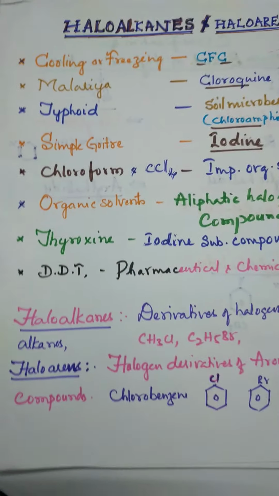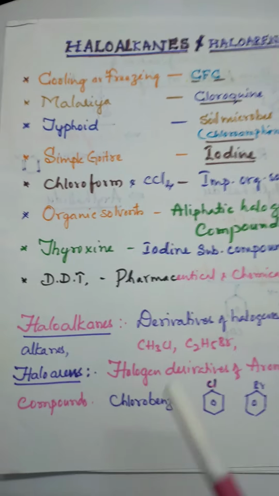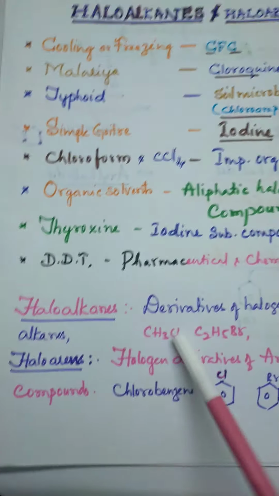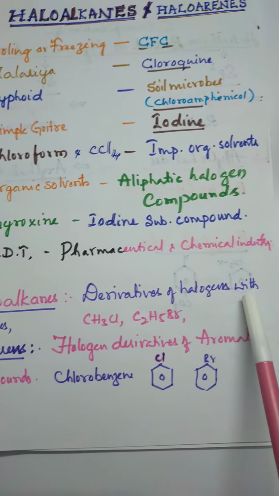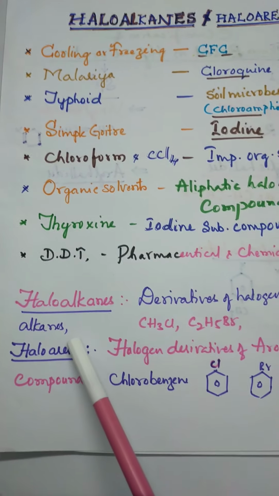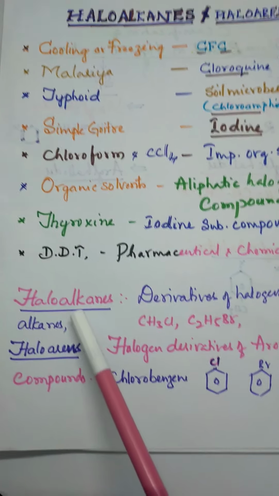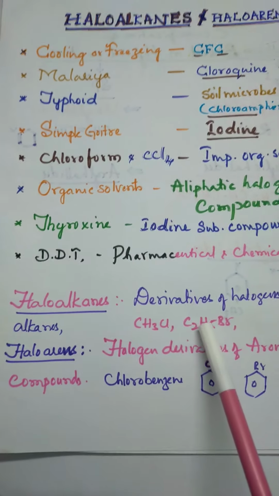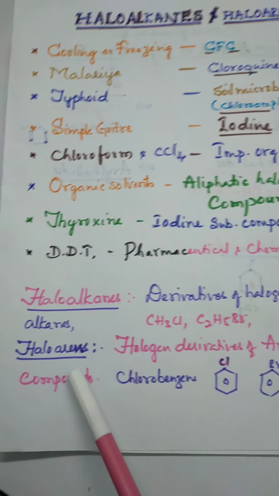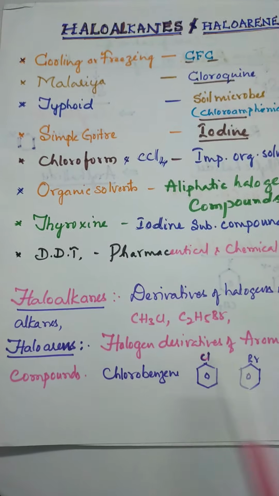So that is haloalkanes. Then what are haloalkanes? Here's the definition. Haloalkanes are the derivatives of halogen with alkanes. I told about halogens: chlorine, fluorine, bromine, iodine with alkanes. Here's an example: methyl chloride, ethyl bromide. Then haloarenes. These are the definition words, only the two definitions.